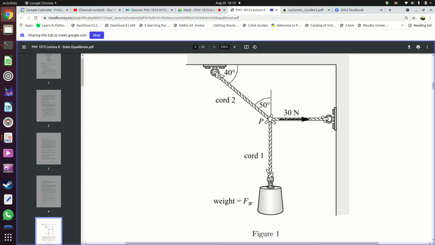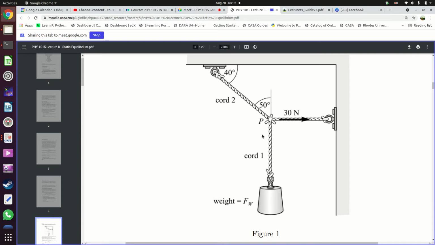In that case, we have got a force which lives in this rope, which we know is 30 newtons. There is another force, a tension, which lives in this rope. We still don't know what it is yet. We need to find it. Then there's another one which lives in this rope. The tension which lives in this rope is equal to the weight of this particular object. And once we find this tension, then we'll be able to find the weight of this particular object.